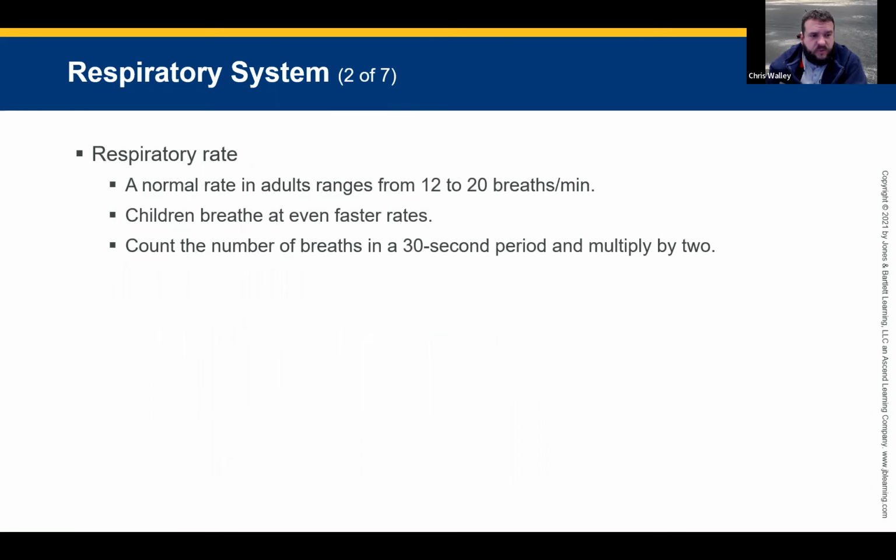We've talked about this before, but a normal rate in the average adult is 12 to 20 breaths a minute. Children breathe even faster. Count the number of breaths in 30-second periods and multiply by 2. So, 1 Mississippi, count them. Watch your watch for 30 seconds. When I'm on the ambulance, I change my watch to count in seconds also. When I'm not, I don't really worry about the seconds, but I do it on the truck because I want to know exactly what the respiratory rate is.